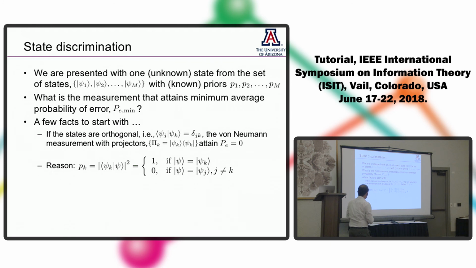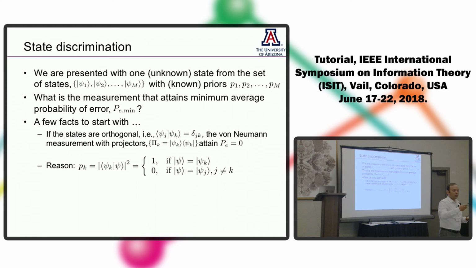Now, what will you do? You will pick a measurement. So a few facts to start with. I'm not going to prove that. If all of these states are orthogonal, it is pretty straightforward to see that you can get an error probability of 0. Right? How would you get the error probability of 0?